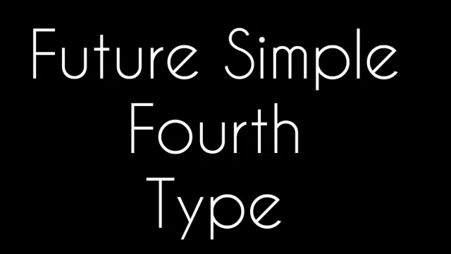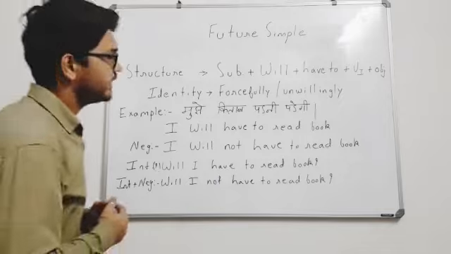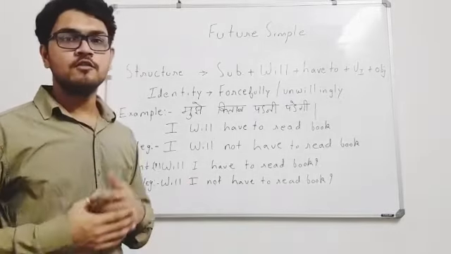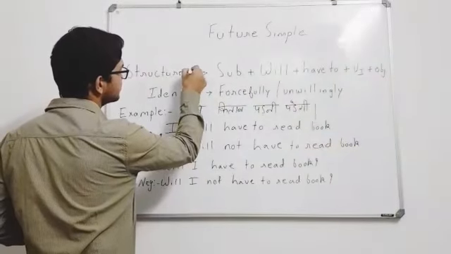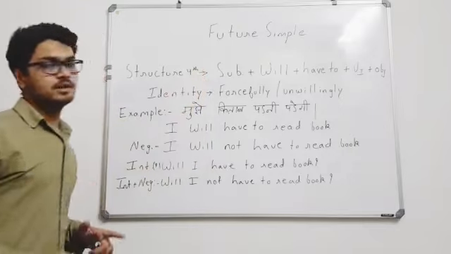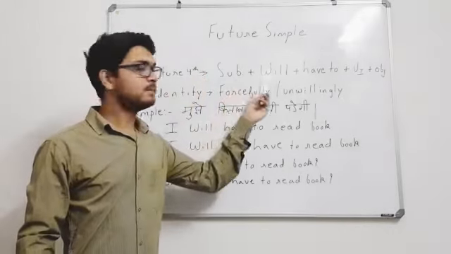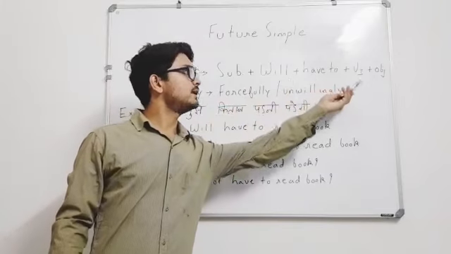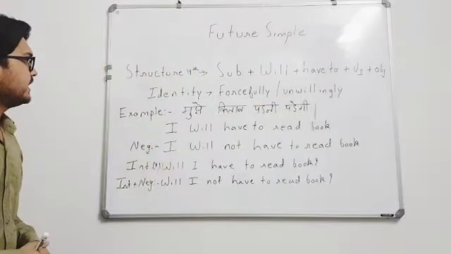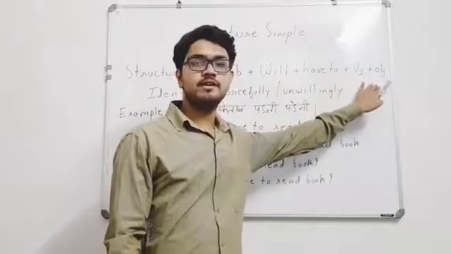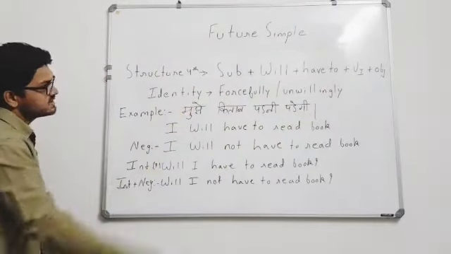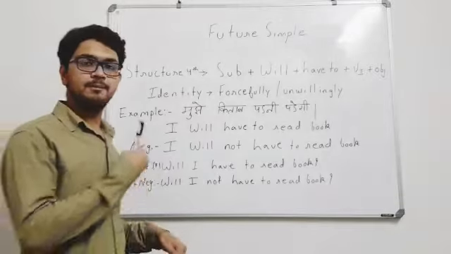Okay, let's see. Okay guys, so we are talking about structure number 4 over here. Structure number 4 in the future simple is subject plus will plus have to plus verb plus object. That is subject plus will plus have to plus the verb's first form, and then we have the object in the end. Okay, and what kind of sentences do we make with the help of this structure?